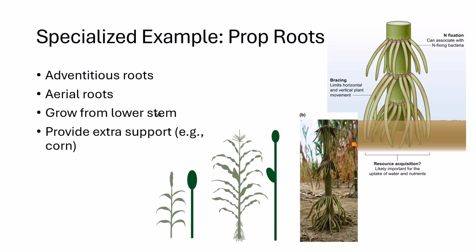Next, observe the prop roots. These are a type of adventitious root, meaning they don't originate from the primary root system. Instead, they grow from the lower stem and extend downward into the soil. Prop roots are also considered aerial roots at first because they start above ground before growing downward. Their main function is support. In plants like corn, prop roots help stabilize the plant and prevent it from falling over, especially as it gets taller and heavier. Take a close look at how these roots attach to the stem and how they differ from the main root system.